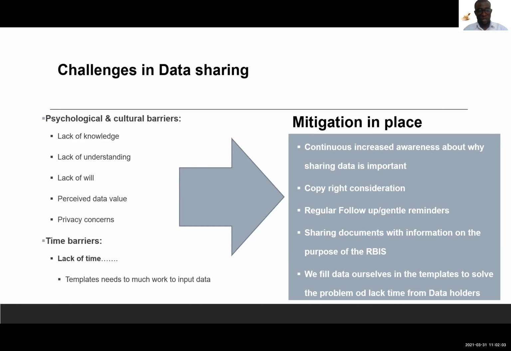And we acknowledge the people who provide data, and we explain to them that we shall take the copyright into consideration. And of course, we keep gently reminding the data holders, the data providers, so that we can get the data. For the problem of time as a barrier, the team has also dedicated time to get the raw data from the data holders ourselves. What we do is ingest the data into the templates, then go through the processes of data cleaning and mobilization.